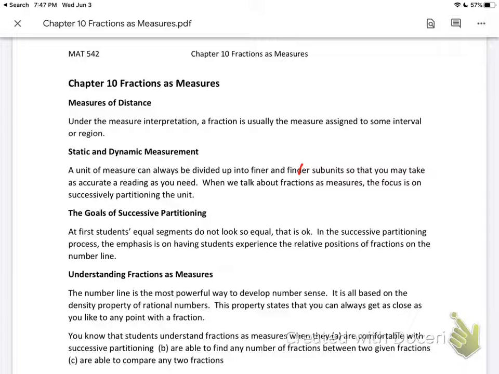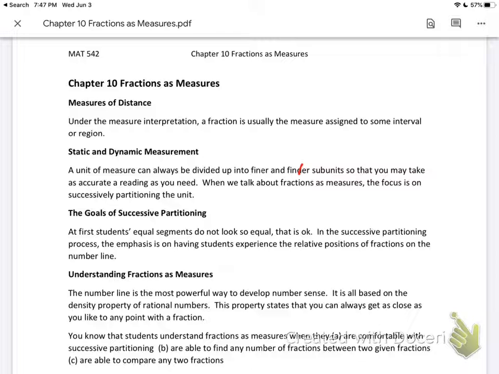The focus is on successfully partitioning the unit. Okay, the goals of successful partitioning. At first, students' equal segments do not look so equal. That's going to be okay, because you want to have them have a good sense of relative placement of fractions on the number line. So understanding fractions as measure, the number line is the way to do it.